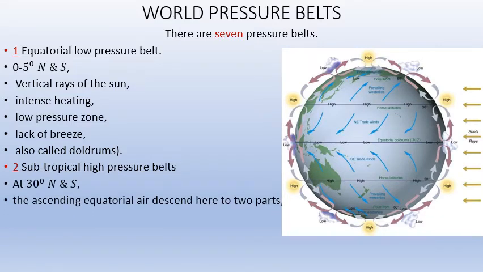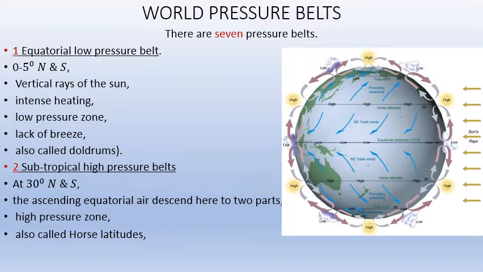The ascending equatorial air descends here into two paths. So we know that on the equator the air rises up, and it diverges into two paths, and it settles down when it reaches the Tropic of Cancer and the Tropic of Capricorn. So that is how it descends. After that, it can also be considered as two high pressure zones. These are also called horse latitudes.